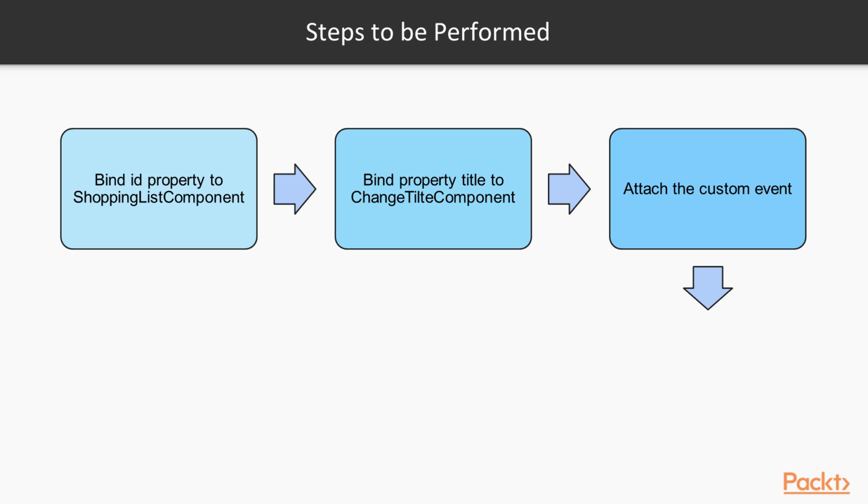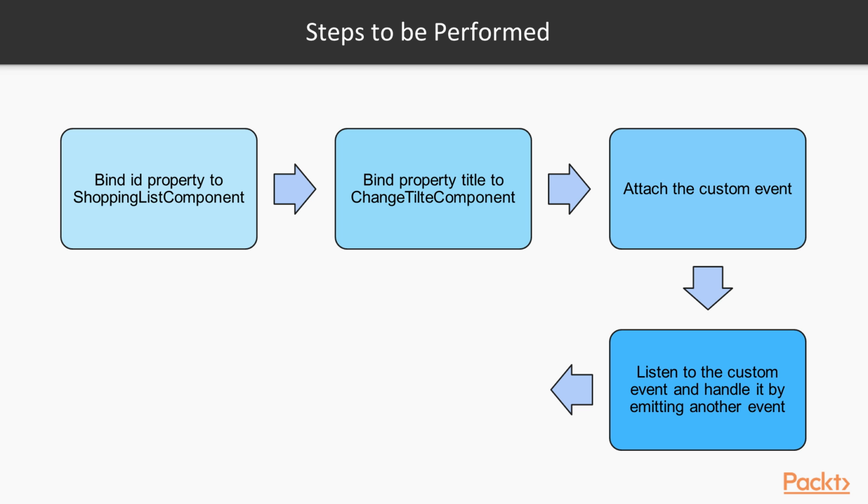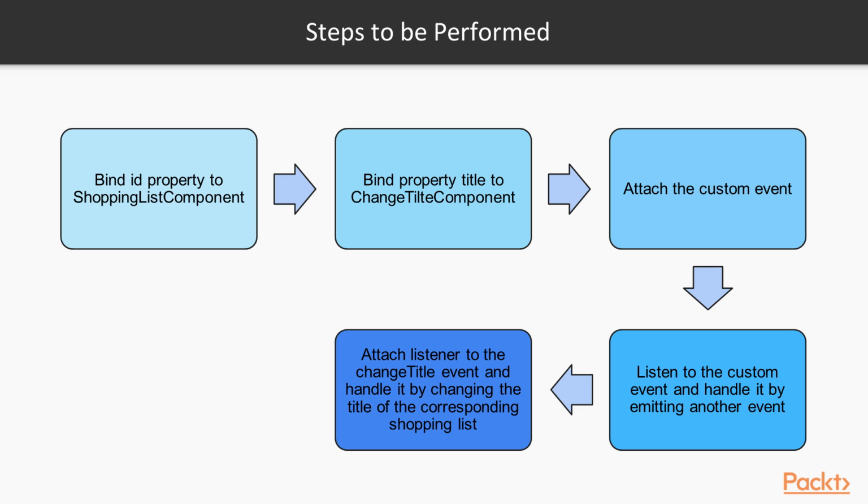Attach the custom event, let's call it ChangeTitle, to input inside the ChangeTitle component. Tell shopping list component to listen to the custom ChangeTitle event coming from the ChangeTitle component using the vOn directive, and handle it by emitting another event. It can also be called ChangeTitle, that should be caught by the app component. Attach listener to the ChangeTitle event to the shopping list component inside app.vue and handle it by actually changing the title of the corresponding shopping list.